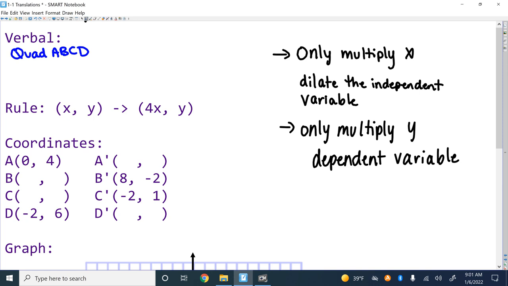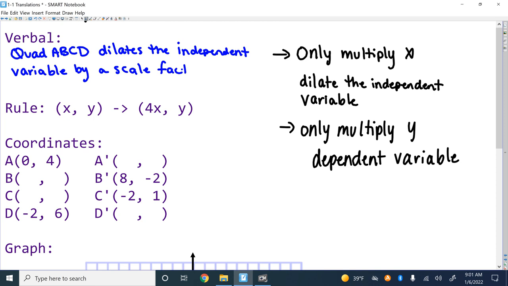So I would just say dilates the independent variable, independent, that's a long word, by a scale factor of 4. Because only the x value is changing, so we have to make sure we say that in our verbal statement. Quadrilateral ABCD dilates the independent variable by scale factor of 4. Nothing changes with the y.